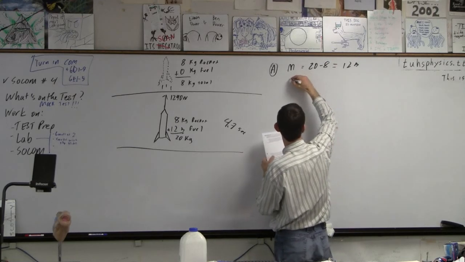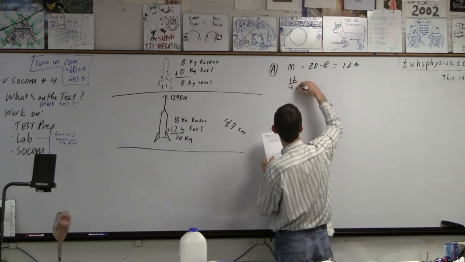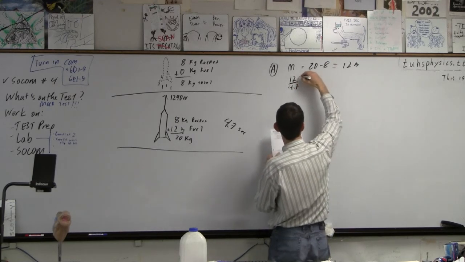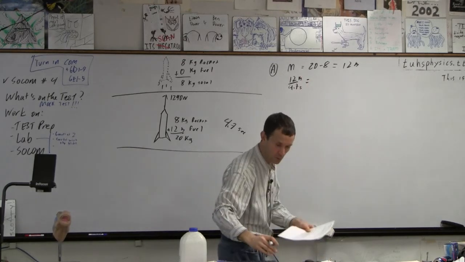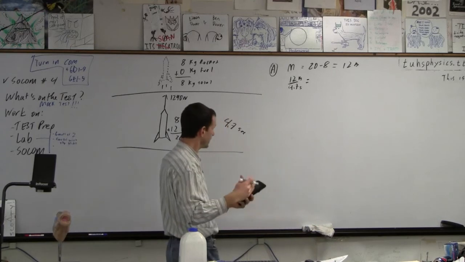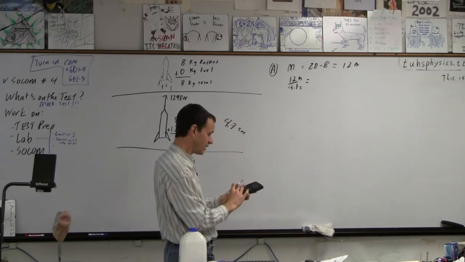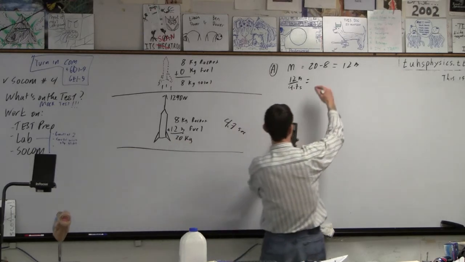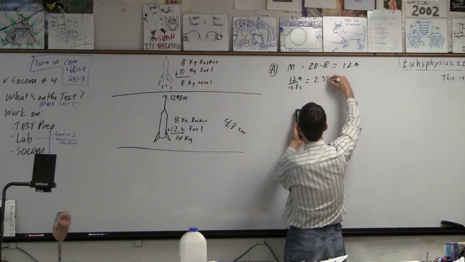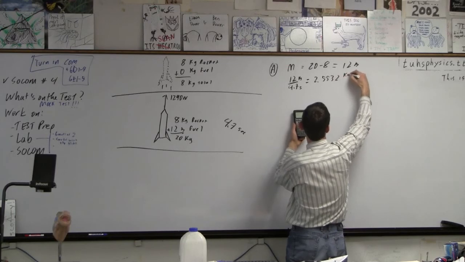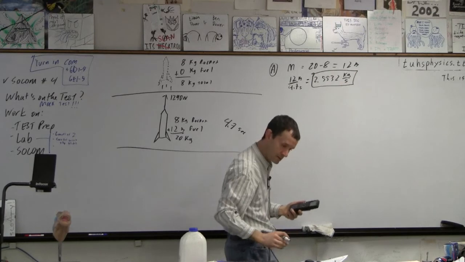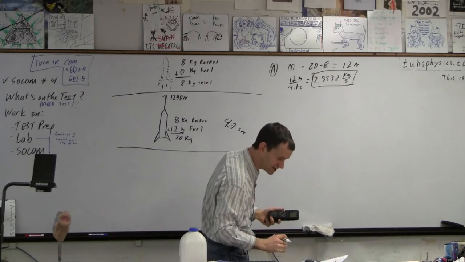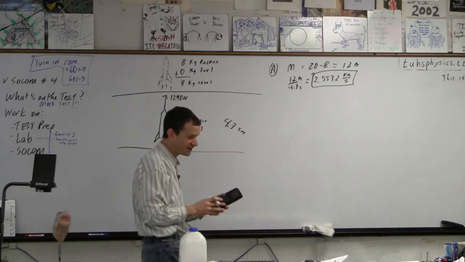And then the fuel burn rate is 12 over 4.7. Right, so this is kilograms, this is seconds. So the fuel burn rate is kilograms divided by seconds. So 12 divided by 4.7 is 2.5532 kilograms per second. Did I get it right? Yes, I did. I'm doing pretty good here.